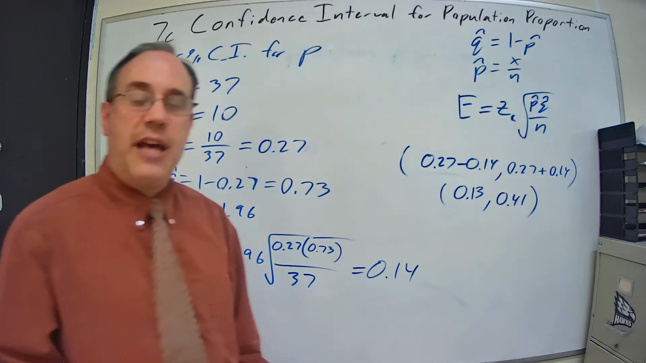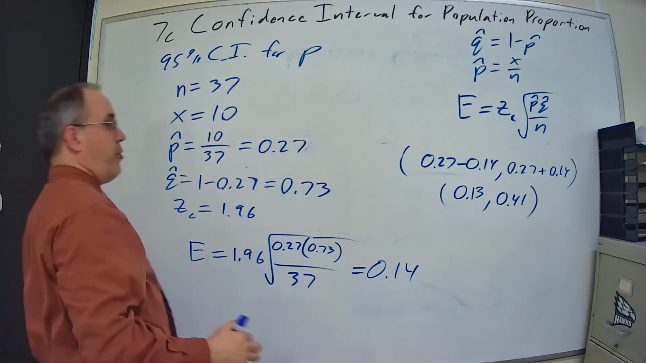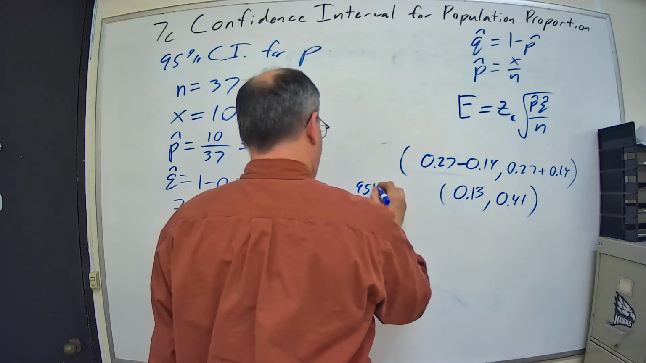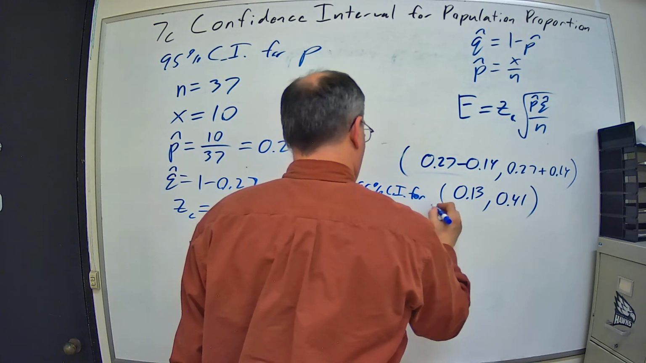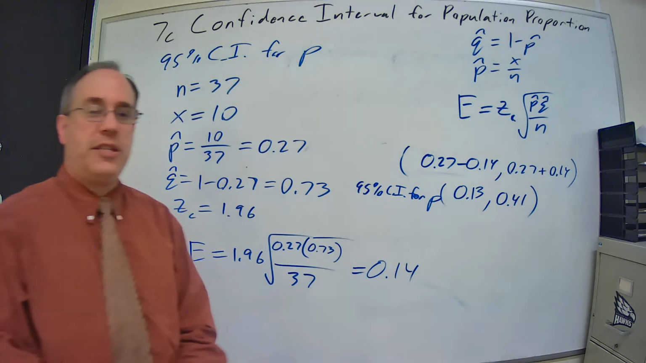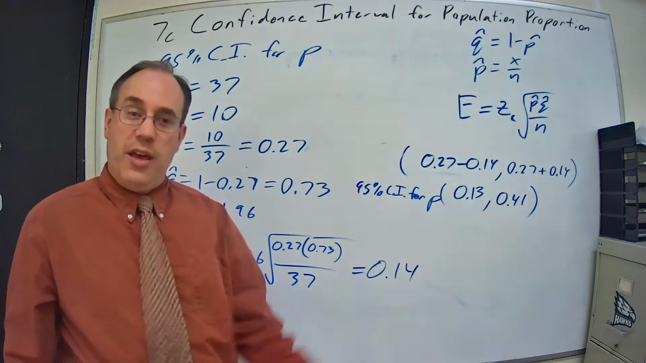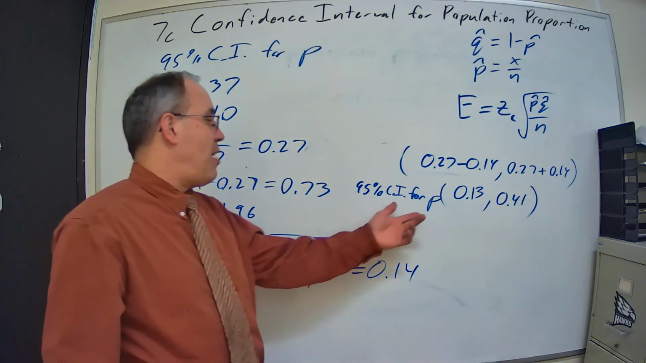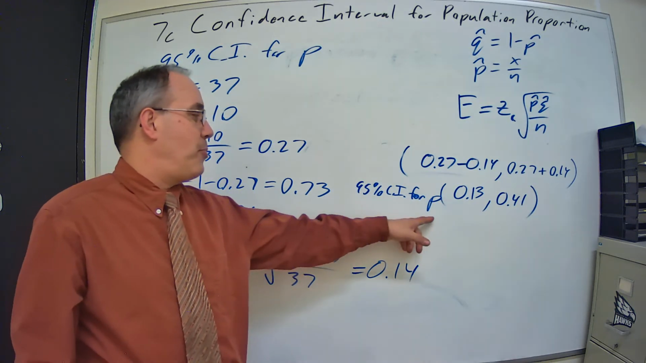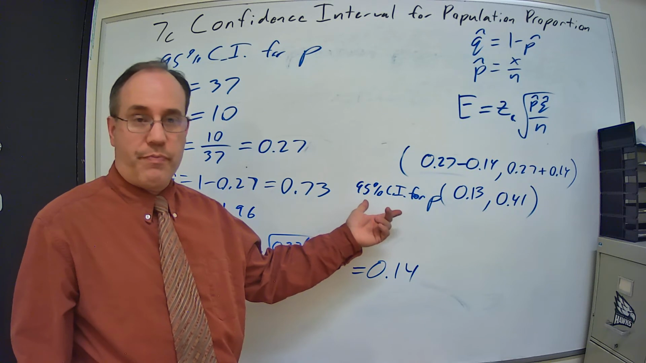And then the last step, just as it always was in the past, we want to state what we're doing here, so that's a 95% confidence interval for P. And notice that's why it's so important that we include what it's for also, because we were dealing with the population mean U previously. Now we're dealing with the population proportion. And we always have to give that confidence level.